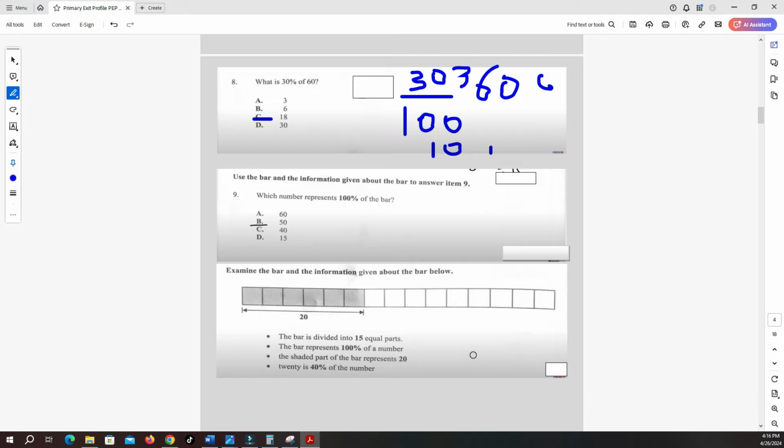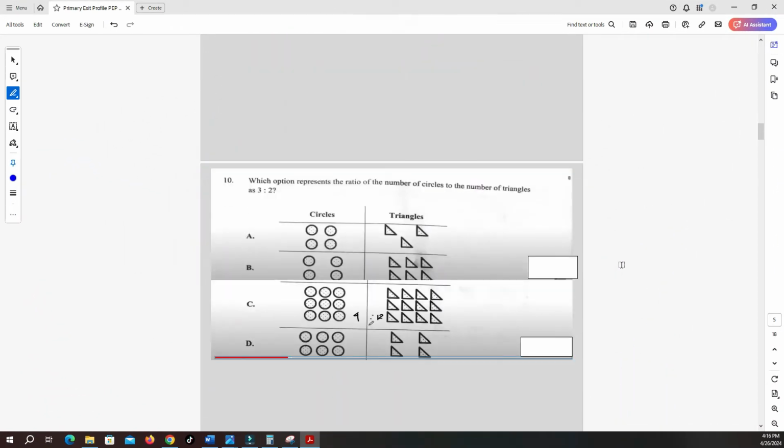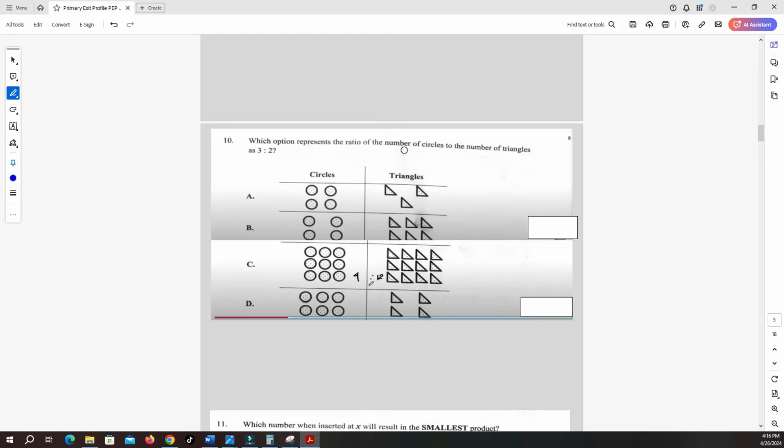So to get the answer, we know that the shaded part is 20 and it's 40% of the number. So we can do it either way. I can use it like this: 100 over 40 times 20. 2 into 20, 10, so it would be 50. So this is just one way of doing it. The answer is 50.